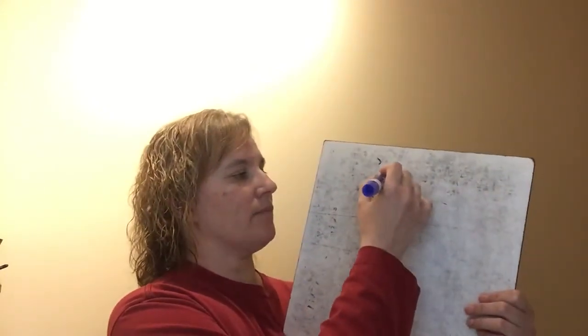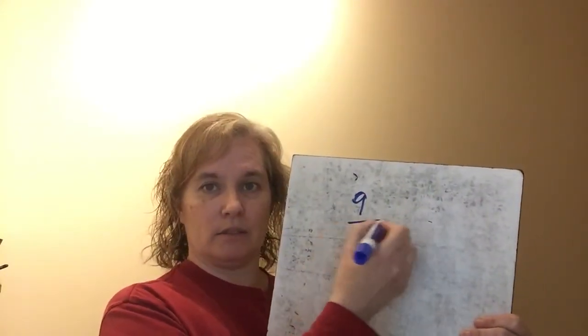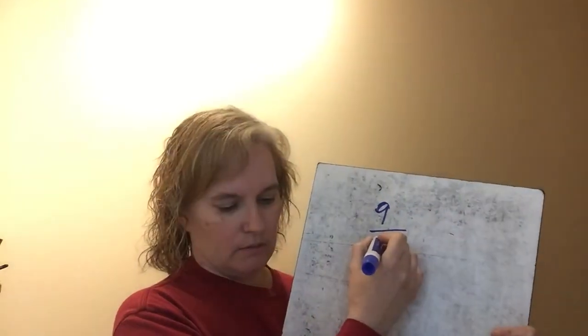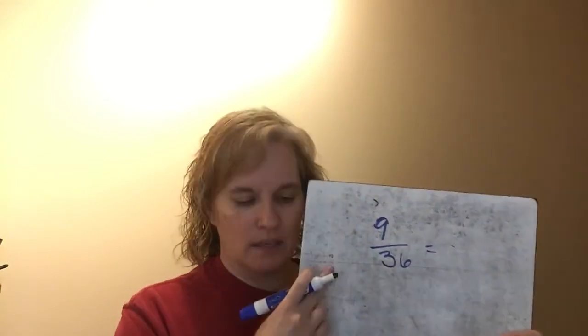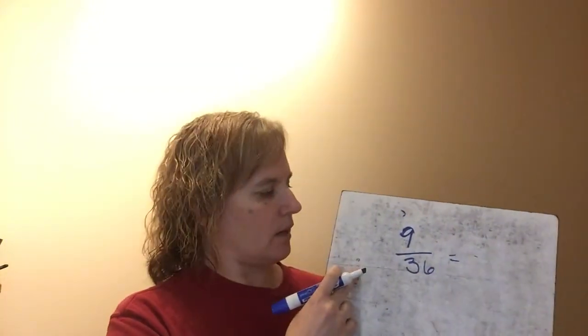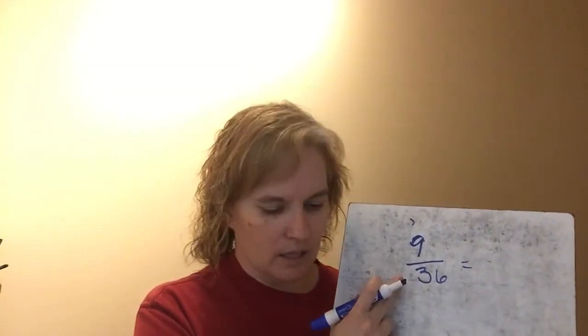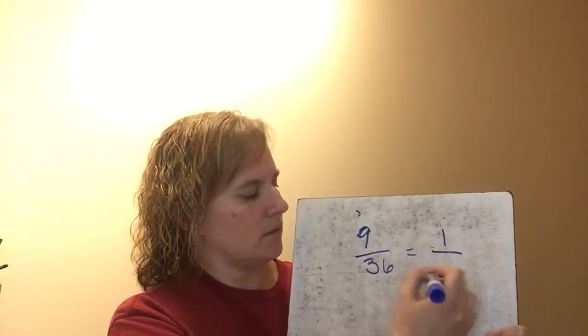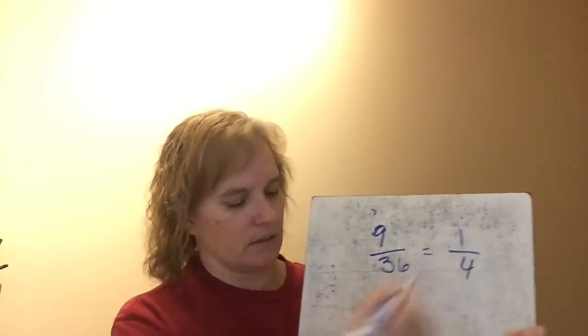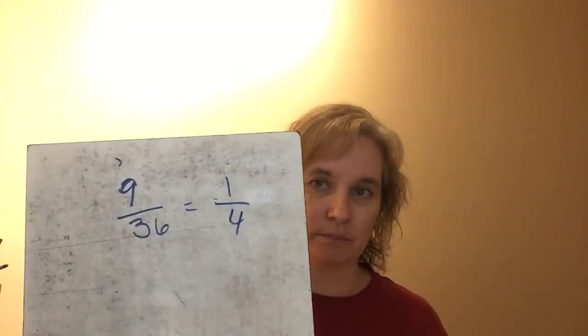So if you were asked the question, what fraction of 36 hours is 9 hours? You could say small number, numerator, big number, denominator, and then reduce. I can look at this and I know that 9 can go into both of these. 9 times 4, 36. So 1/4.